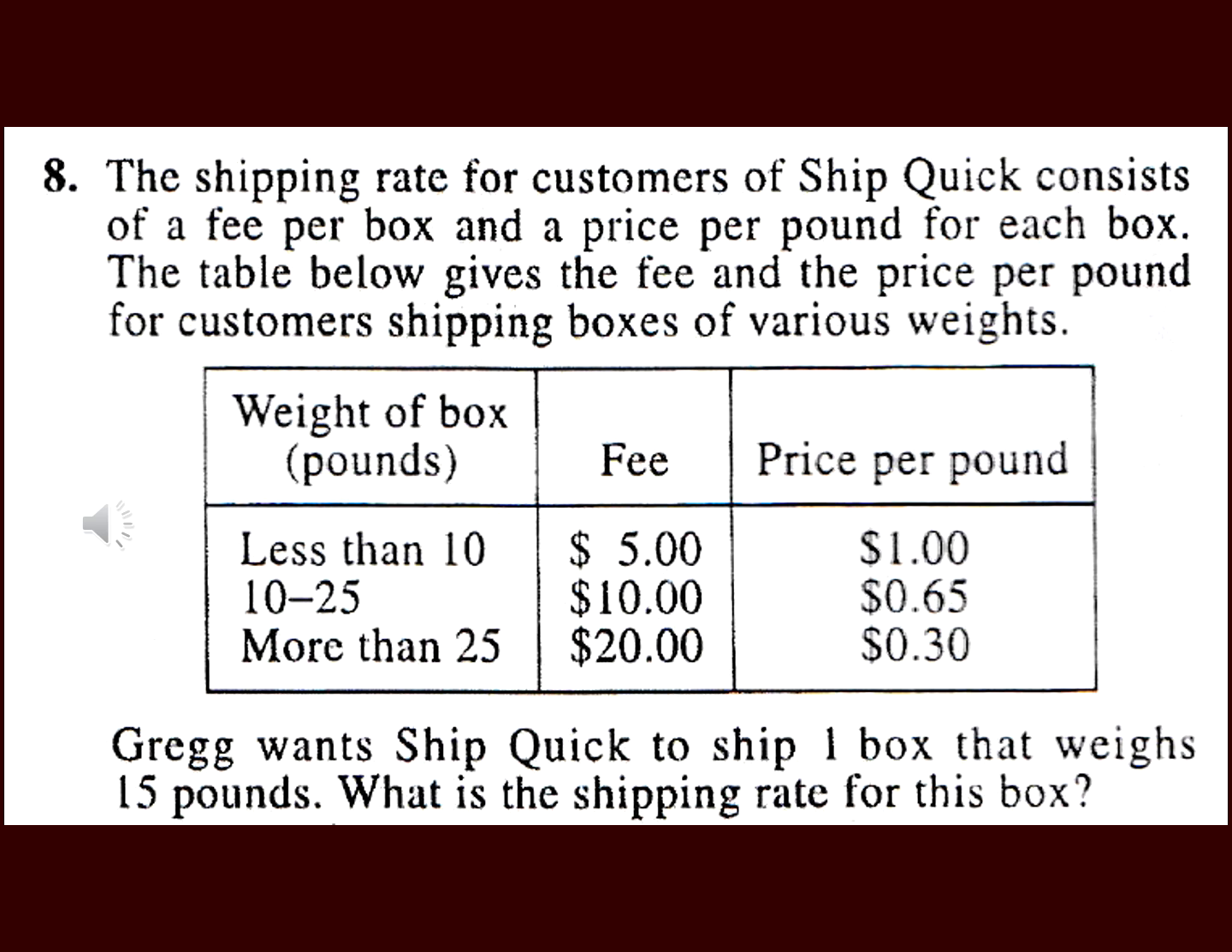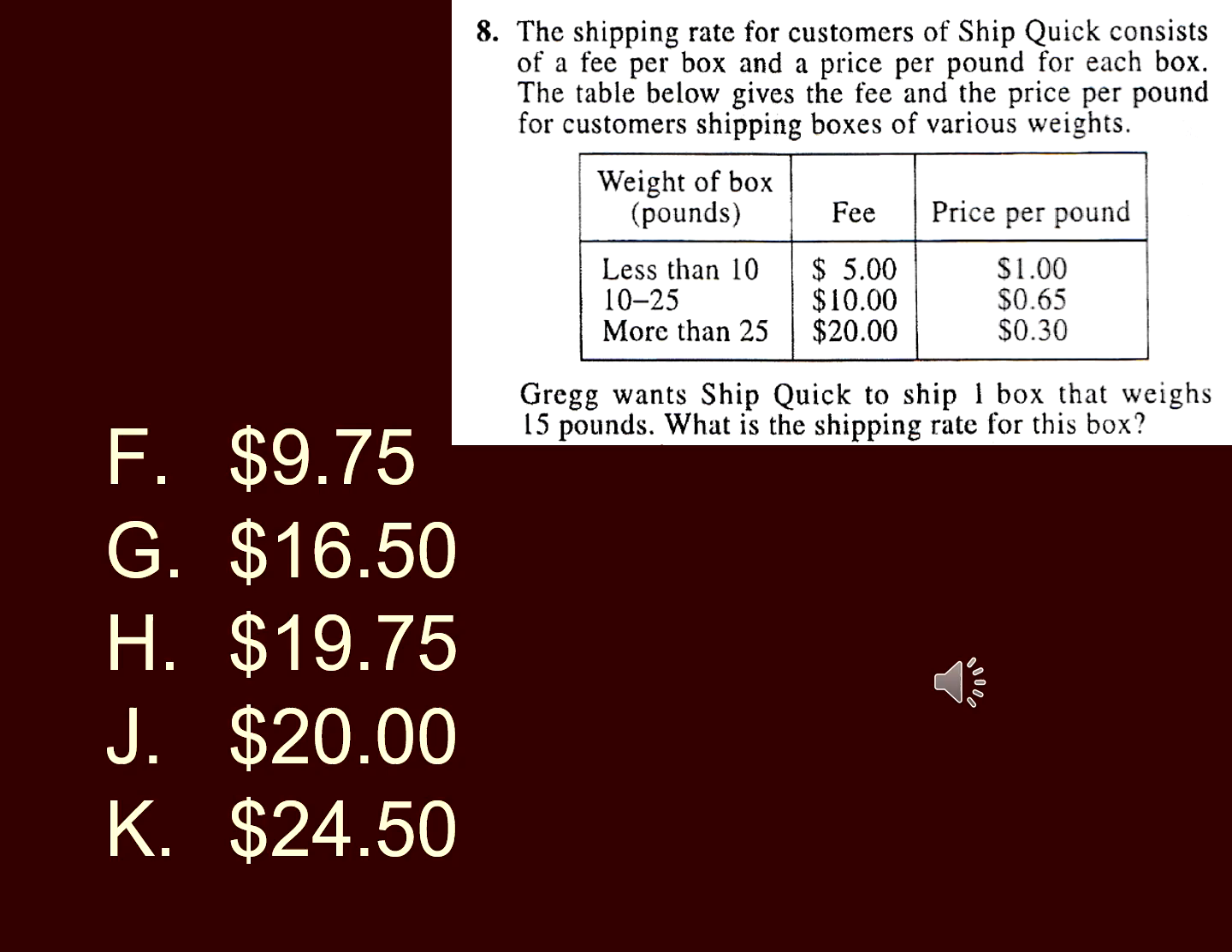This actually does happen in shipping situations, and a lot of times you'll see a chart like this if you want to actually ship something, and you've got to sort out what you actually will have to pay. So our choices this time are $9.75, $16.50, $19.75, $20, and $24.50.